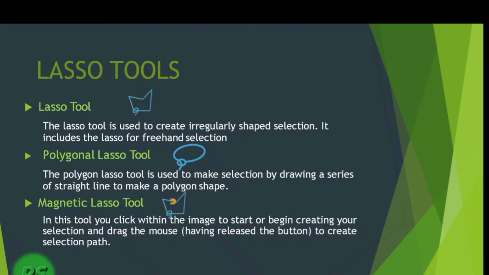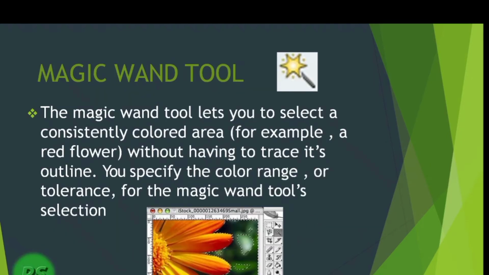In this tool, you click within the image to begin creating your selection and drag the mouse. Then we have to release the button while doing the selection to create the selection path. The next is the magic wand tool. The magic wand tool lets you select a consistently colored area without having to trace its outline. You specify the color range or the tolerance of the image for the magic wand tool selection. Here you have seen the example.